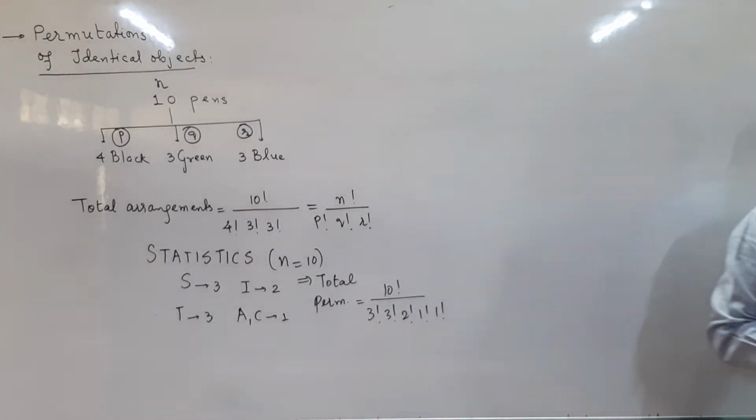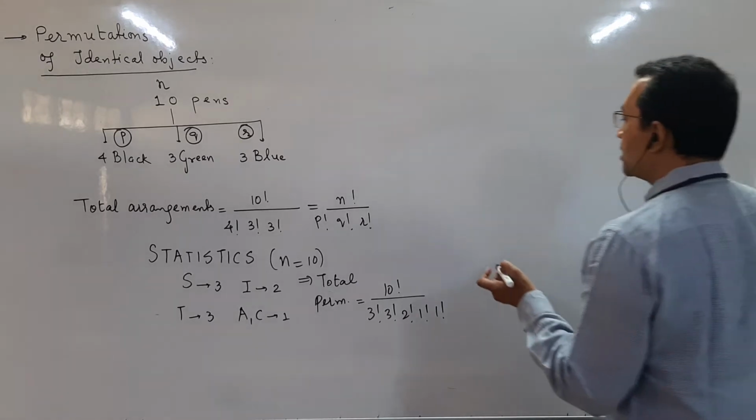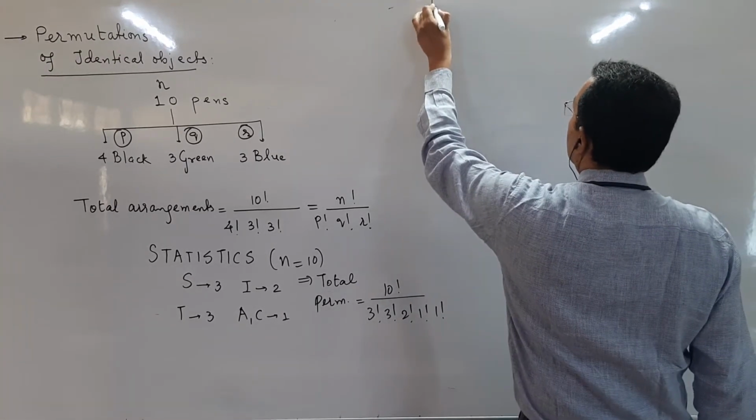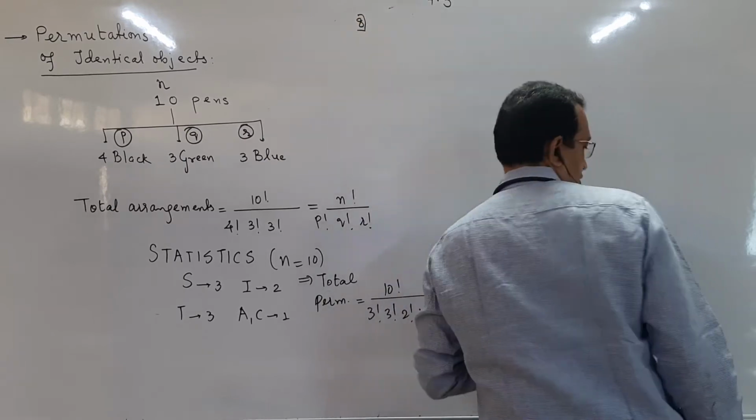The formula is not restricted only to 3 groups of items which are identical. This formula can be generalized for n groups of identical items. So this is, students, permutations with identical objects. Now we start exercise 7.3, sum number 8 onwards.